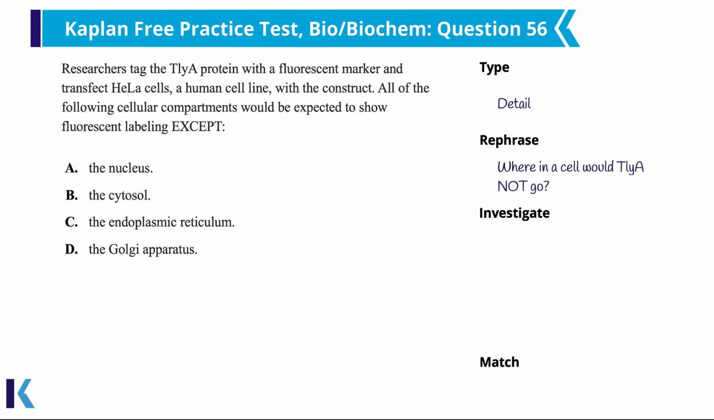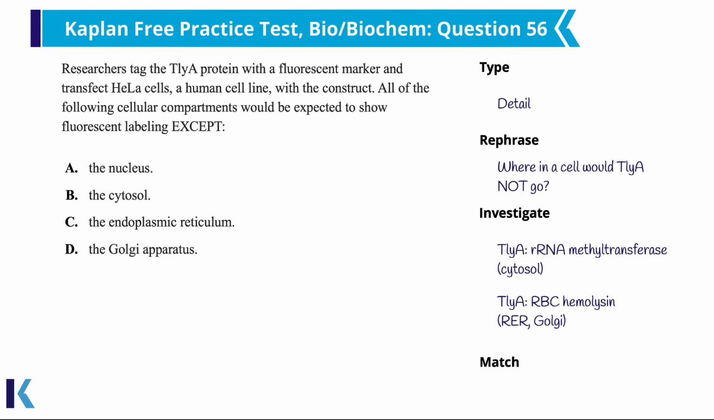This question requires knowledge of the function of TLYA in order to predict where TLYA would or would not be found in a cell. I recall from the passage that TLYA both acts as an rRNA methyltransferase and a hemolysin. rRNA, or ribosomal RNA, is found in ribosomes, which are in the cytosol of the cell. So I would expect TLYA to also be in the cytosol if it acts on rRNA. As a hemolysin, TLYA pokes holes into the membranes of red blood cells. This means TLYA is found outside of cells, and therefore likely to go through the secretory pathway, also called the endomembrane system of the cell.